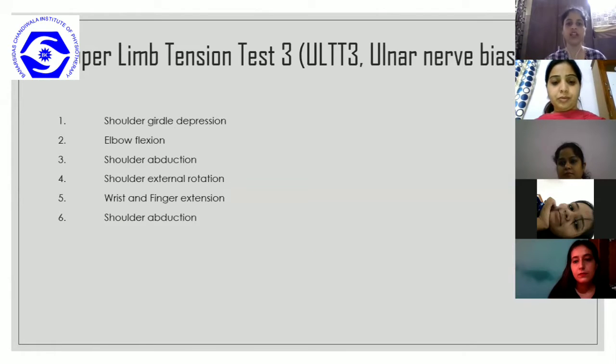So we move on to upper limb tension test 3, that is for the ulnar nerve. I'll read through all these points. That is, shoulder girdle is depressed, elbow is flexed, shoulder abduction, shoulder external rotation, wrist and finger flexion, and shoulder abduction. So there are 2 shoulder abductions taking place in this test.